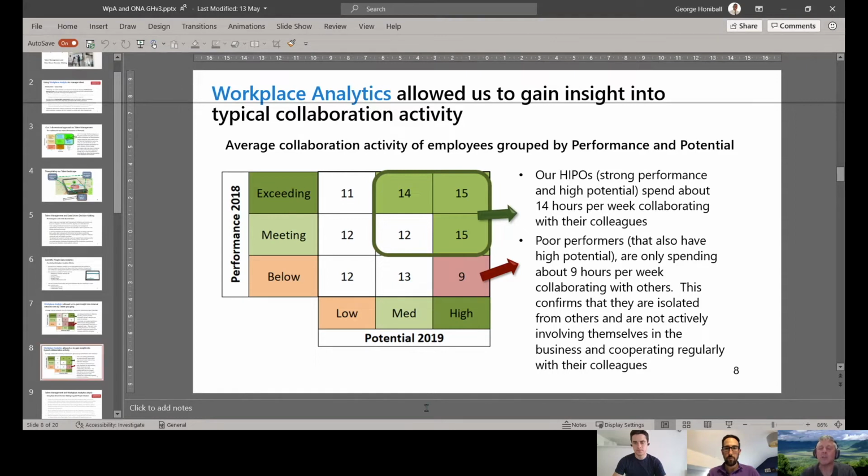So what that told us basically is that it's very clear that these people need to engage more. They've sort of alienated themselves from the business. And from a coaching perspective, you know exactly what the manager needs to do to try and assist and coach and help these people that have got great potential, but are not living up to the expectations that we have of them. So yeah, I don't know if you've got any good examples.